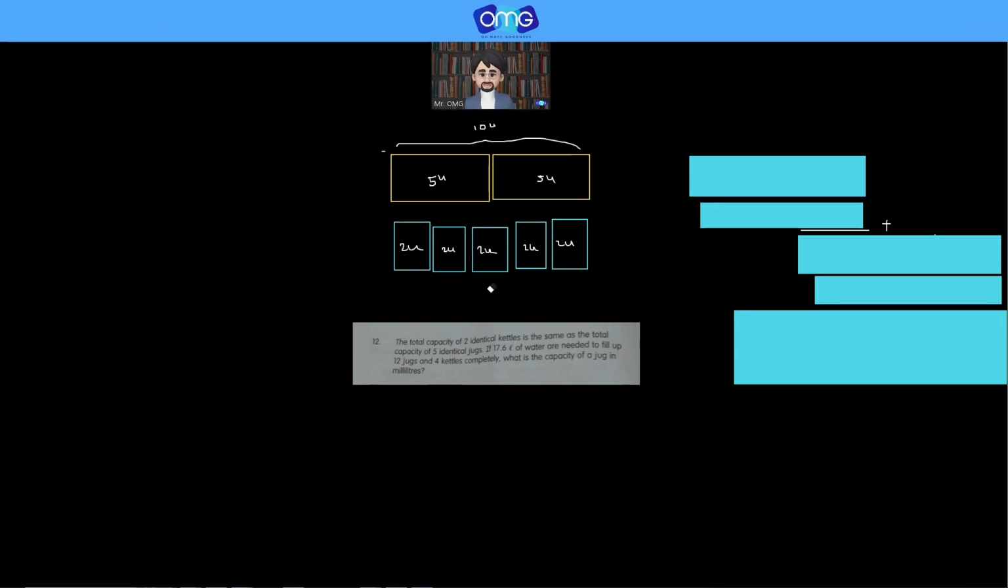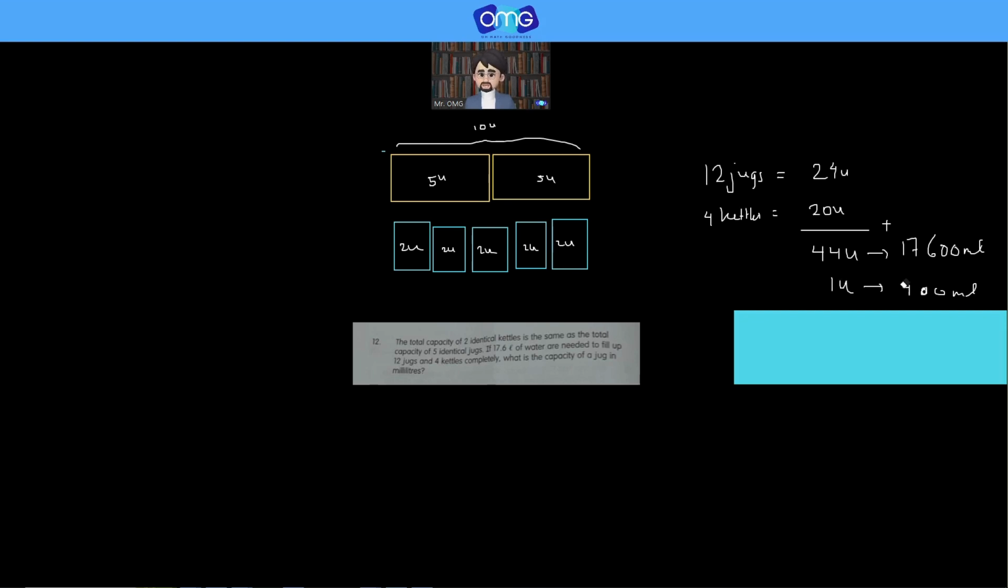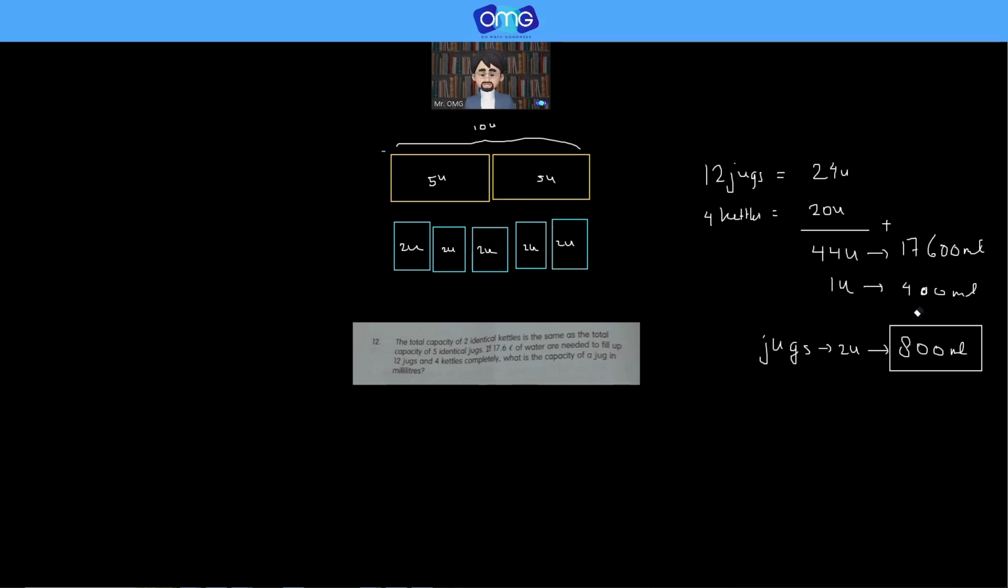So we know the size of each capacity for jugs and kettles, and there are 12 jugs here, that means 24 units. And how about kettles? That will be 4 kettles, which is 20 units. In total, there will be 44 units, and that 44 units is 17.6 liter, which we convert to 17,600 milliliter. So we know 1 unit is 400 milliliter, and then we can count what is 1 jug. 1 jug is only 2 units, which is 800 milliliter, and that's the answer.